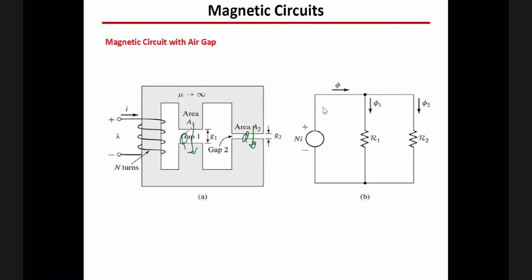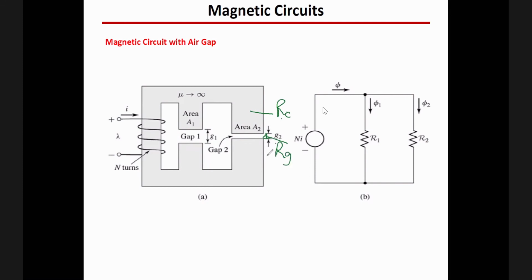Of course, larger air gap means what? Larger air gap means larger reluctance, right? Larger reluctance means less flux. But still, if we have an air gap, it doesn't mean that we don't have flux. This is the idea here. So there is a reluctance for the core, for example, here, and a reluctance here for the air gap.